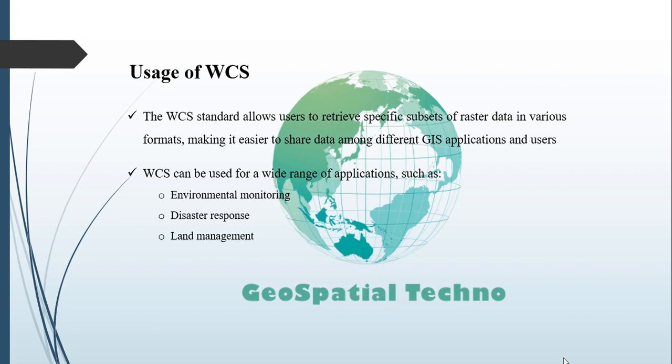The WCS can be used to provide access to data on land use, soil types, and vegetation cover, which can be used for land management planning and decision making. Overall, the WCS is an important tool for accessing and sharing raster data in a variety of applications, helping to improve decision-making and planning processes.